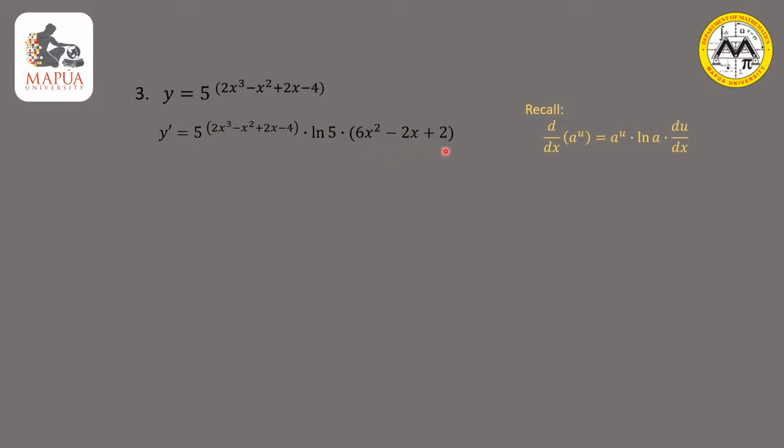Now, please take note that among these terms, we have a common factor 2. Hence, we can write y prime equal to 2 times 3x squared minus x plus 1 times 5 raised to 2x cubed minus x squared plus 2x minus 4 times ln of 5.